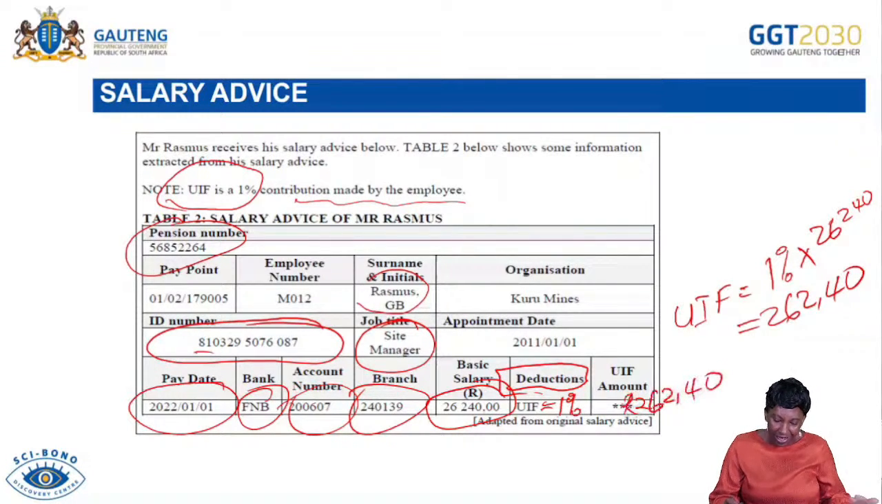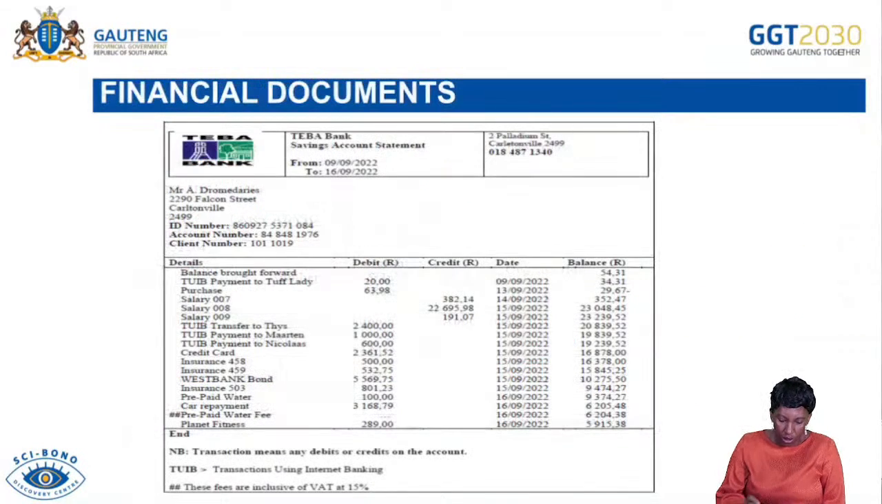Can you see, boys and girls, how simple it is? Because the information is given there. Now let's do this one quickly. This is a part of the financial document. Remember what I said with the financial document?